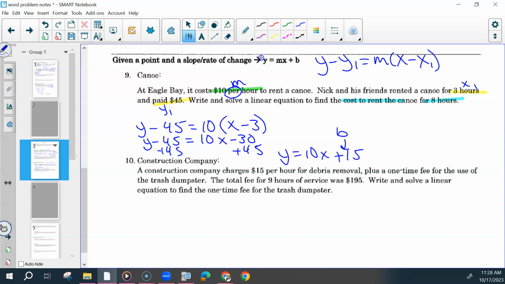But that's not what it's asking for. We still have to find the cost to rent for 8 hours. But we couldn't have done that without this equation. So now that we have that equation, this is another x that we can put directly into this one. So now we're trying to find the cost, our y. Leave 10, put in 8 for x, and add 15.